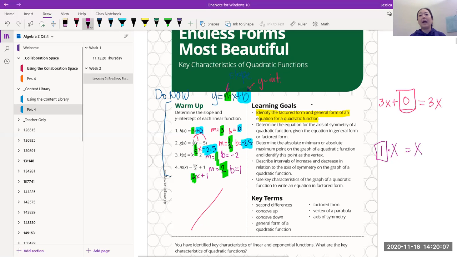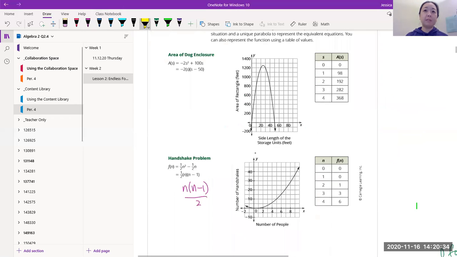Now, for today, our learning target is identify the factored form and general form of an equation for a quadratic function. We're also going to be doing some, I should have been more clear, determine the absolute minimum and absolute maximum, and identify this point as a vertex. We didn't talk about vertex yet, but we will. Sorry. So we're going to move on.